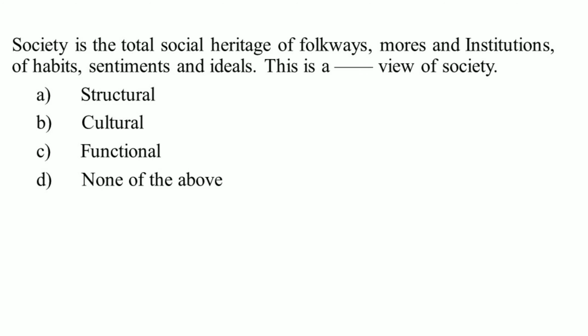Next question. Society is the total social heritage of folkways, mores, and institutions of habit, sentiment, and ideal. This is dash view of society. Option A, structural. Option B, cultural. Option C, functional. And option D, none of the above. Right answer is option A, structural view of society. So in the structural view, society is considered as the total social heritage of folkways, mores and institutions, sentiment and ideal.